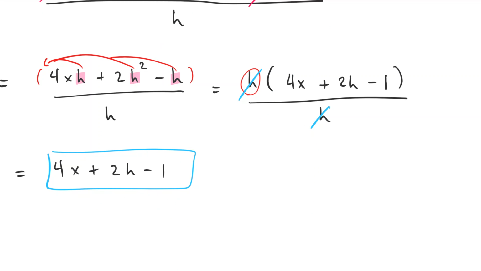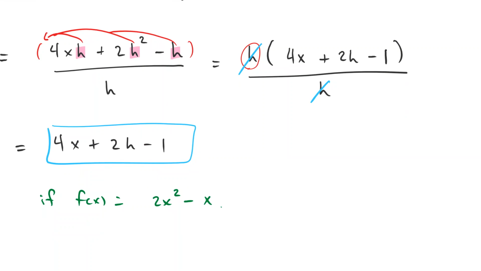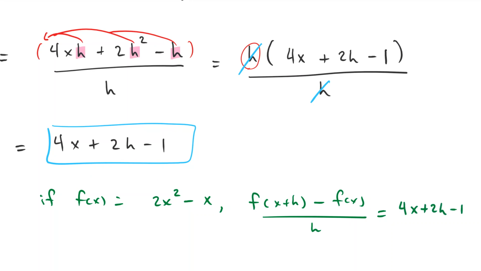So recapping, because this was kind of a long process, if our function was 2x squared minus x, then f of x plus h minus f of x, over h, would give us 4x plus 2h minus 1.